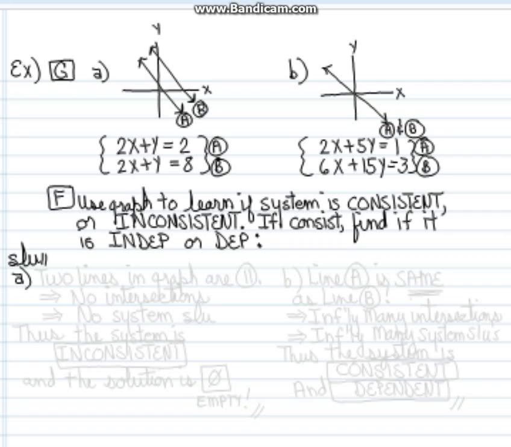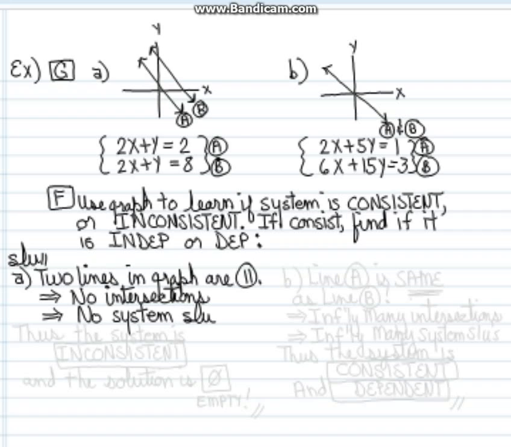Part A, two lines in the graph that we see here for part A. Those two lines are, well, they're not perpendicular. They don't meet at a 90-degree angle. They are parallel to one another. They never cross each other. They're parallel. That implies that there's no intersection of these two lines. And if there's no intersection, that implies there's no system solution.